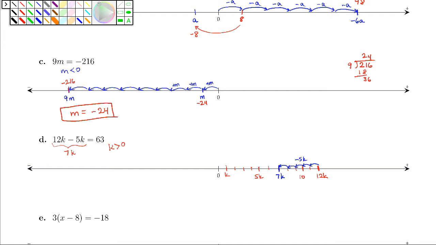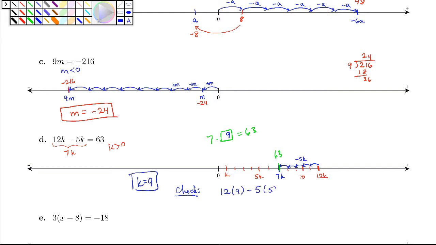And that is supposed to be 63. So 7 copies of k is 63. So 7 times what number equals 63? And we can fill that in with a 9, right? So k equals 9. And we can check 12 copies of 9 minus 5 copies of 9. Is this equal to 63?